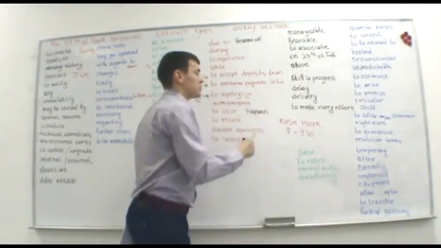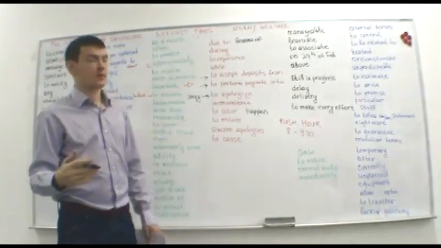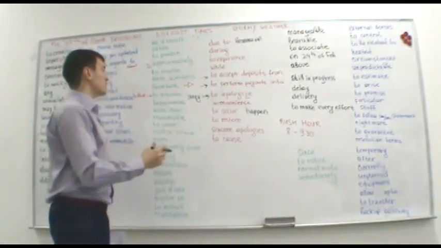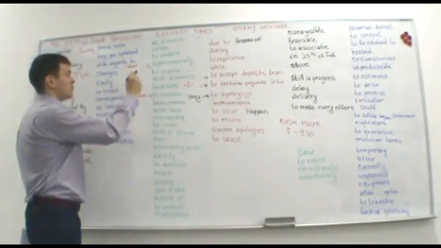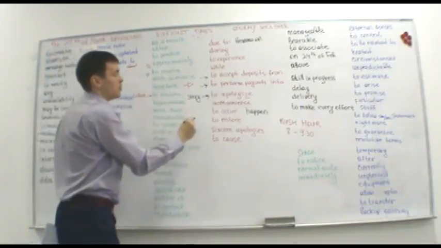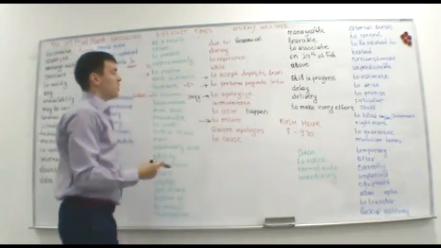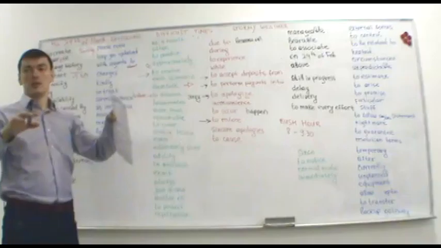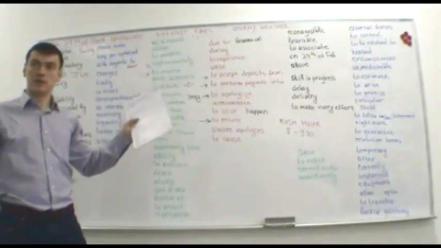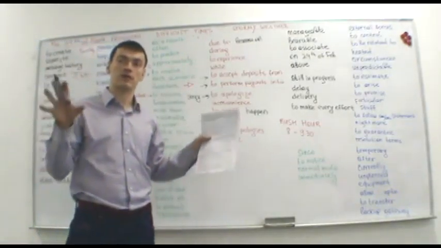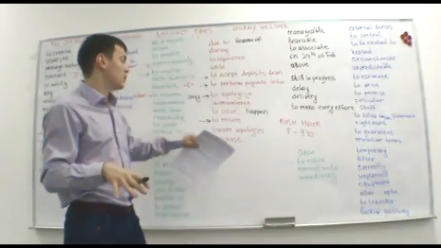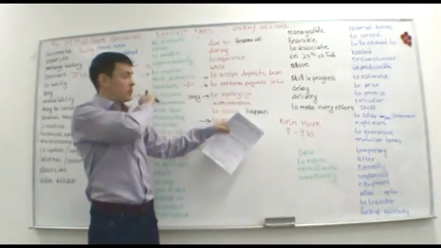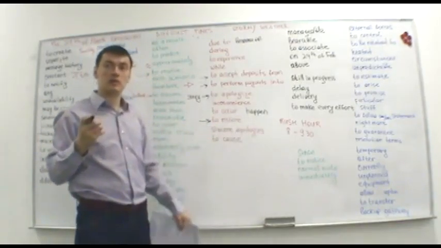To occur means to happen. To restore, you remember we have to resolve. Now we have to restore. To resolve is in a more abstract way, like, I have read this book, I have resolved our issue. But in restore, you mean something physical.